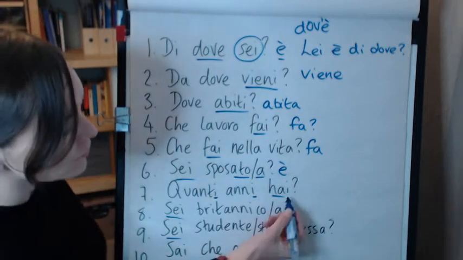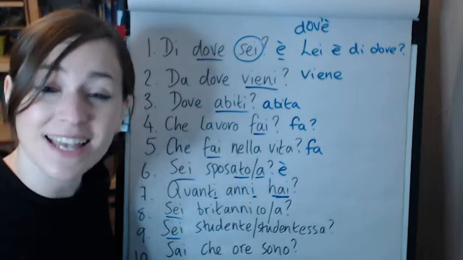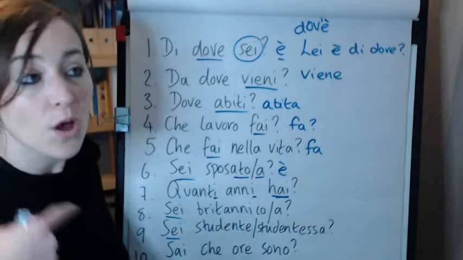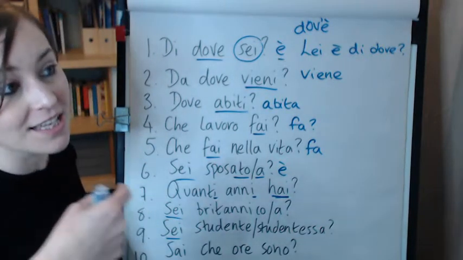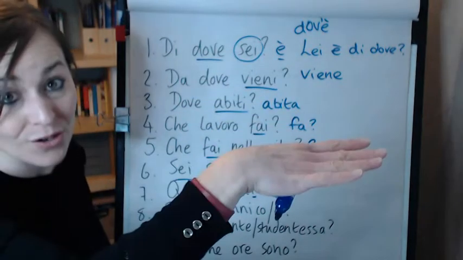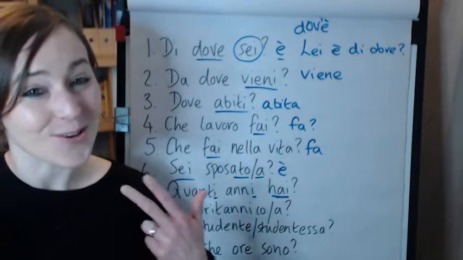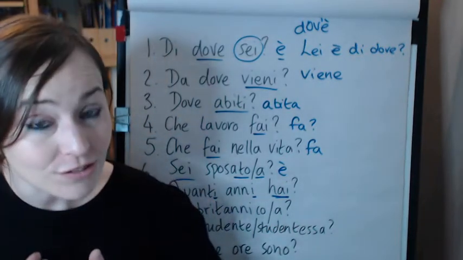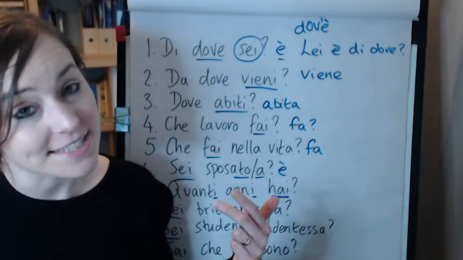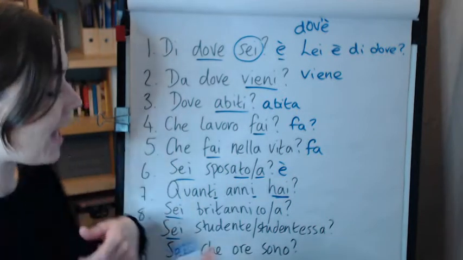So here we have the tu form. Hai. From which verb? Which verb is hai from? I'll go through the conjugation, see if you remember. Ho, hai, ha, abbiamo, avete, hanno. They're my little gestures to show you who I'm talking about. Io ho 36 anni. I'm 36. I have 36 years. Tu hai. Lui, lei ha.